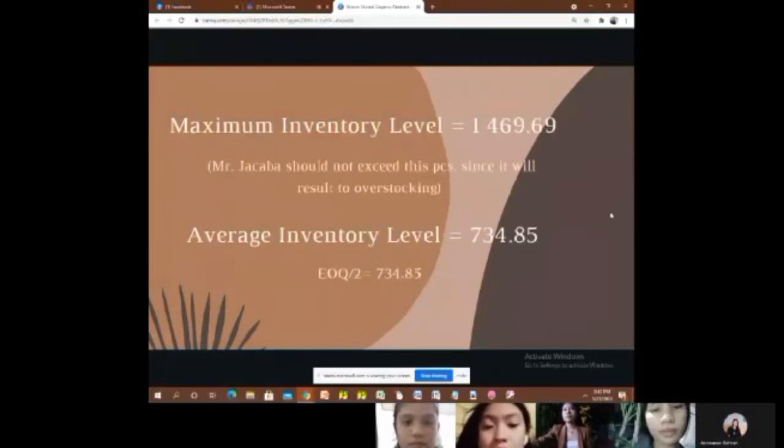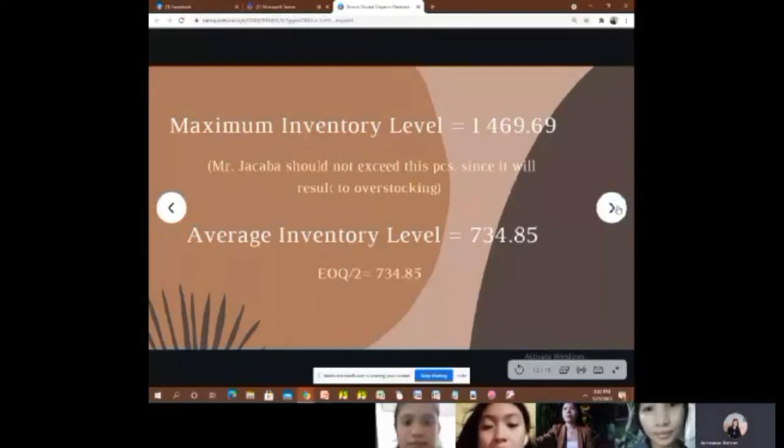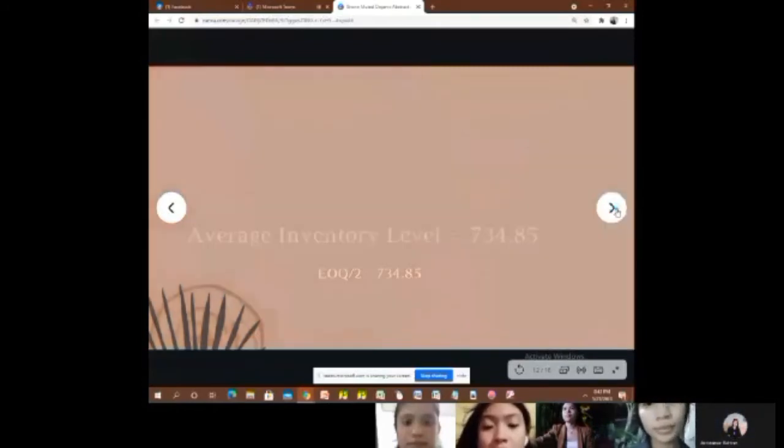So the maximum inventory level is equal to 1,469.69. Mr. Hakaba should not exceed these pieces since it will result in overstocking, and the average inventory level is 734.85 by dividing the EOQ by 2.